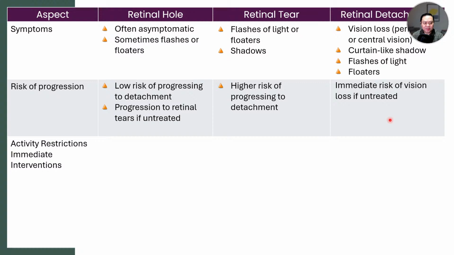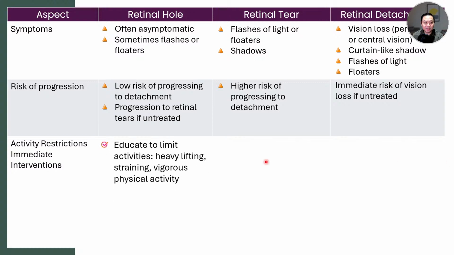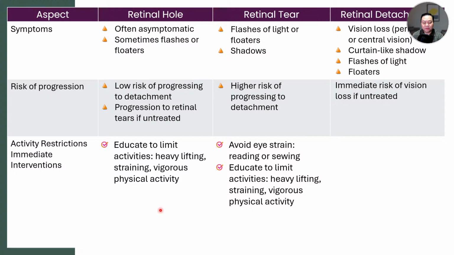Now, let's talk about the activity restrictions that you should keep in mind between the three. There might be some similarities. So, if your patient has a retinal hole, you should instruct them about not lifting heavy objects, avoid straining, avoid vigorous physical activity. And for the retinal tear, they need to avoid straining their eyes, like extensive reading before the surgery, right? Or sewing. And also, you're going to educate your patient about limiting or not lifting heavy objects, also straining, vigorous physical activity, coughing.